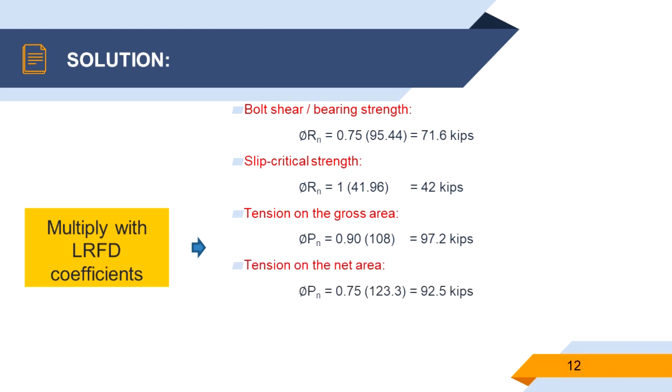And for tension and net area, P is 0.75 times 123.3, we get 92.5 kips. And for block shear strength, P is 0.75 times 119.1, we get 89.3 kips. Of all the limit states investigated, the strength corresponding to slip is the smallest. Therefore, design strength is 42 kips.